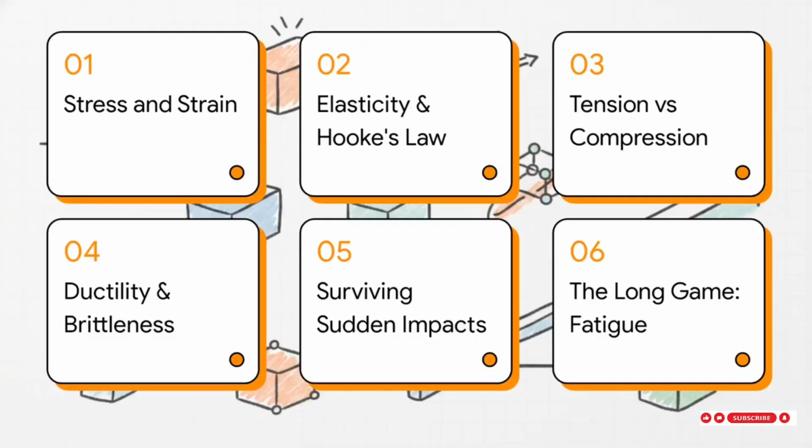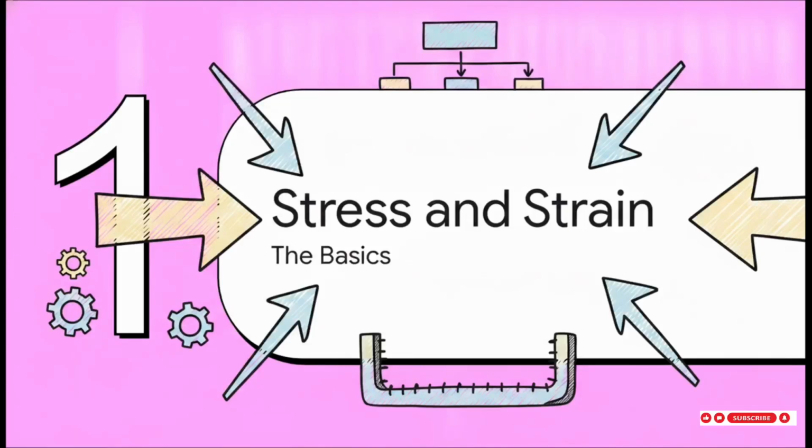Here's our quick roadmap for this explainer. 1. Basics, stress and strain. 2. Elasticity and Hooke's law. 3. Tension versus compression. 4. Ductility, brittleness, and toughness. 5. Surviving sudden impacts. And 6. The long game, fatigue. All right, let's kick things off.